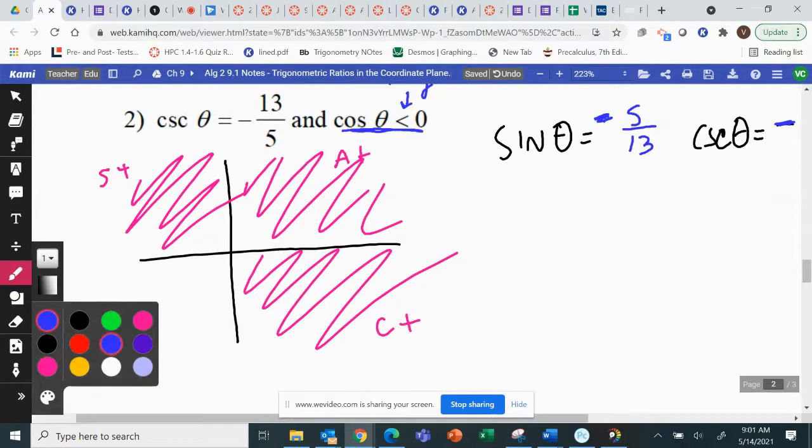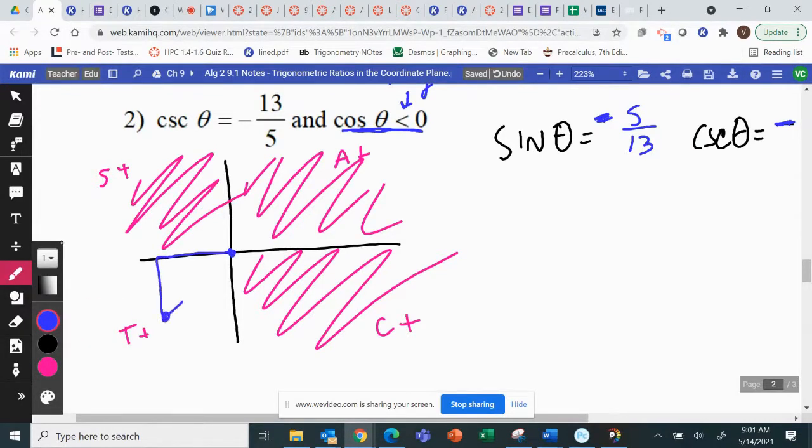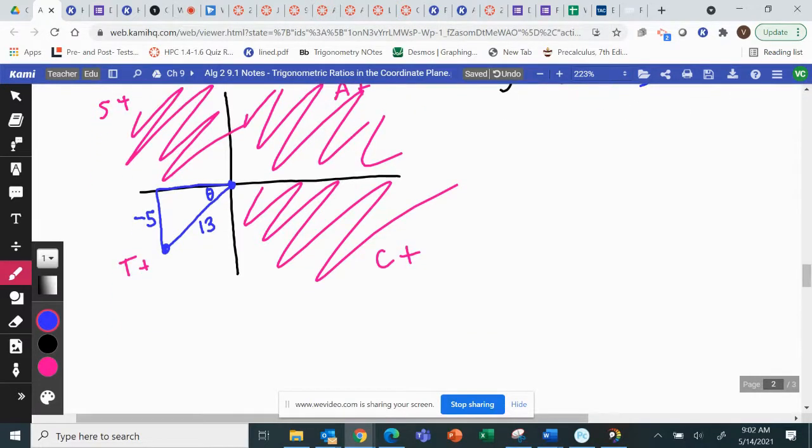I'm going to draw a triangle in the third quadrant. So I'm going to start at 0, 0. I'm going to go left down. My sine has to be negative 5/13. So negative 5 will be the y value, the opposite, and 13 is the hypotenuse. What is the missing side? It's a triple. I've got 5 something 13.